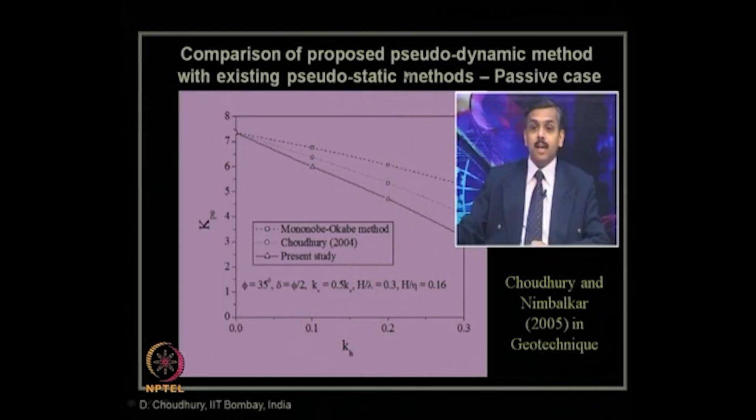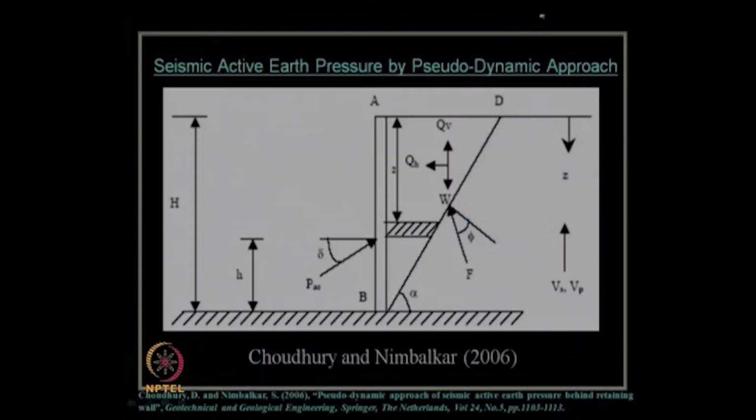So, what we can say, the critical value or the most desirable design value is proposed by the pseudodynamic model, not the pseudostatic model, for the passive state of earth pressure, which is clear from this picture also. Now, let us come to the next case of seismic active earth pressure and applying this new pseudodynamic method.